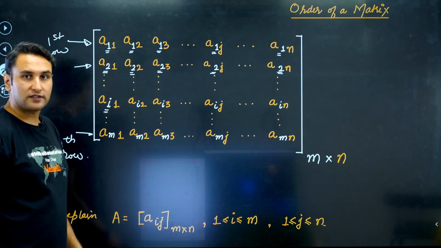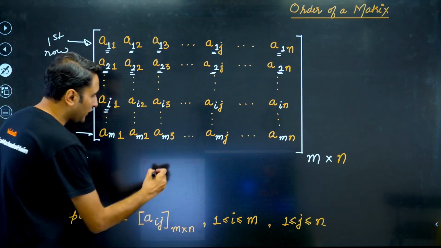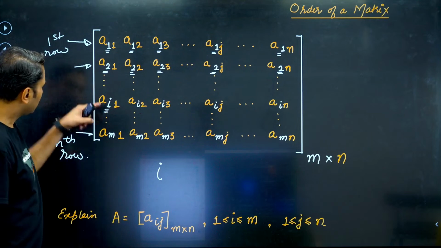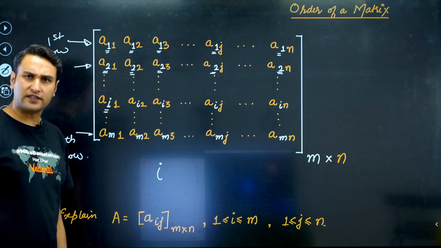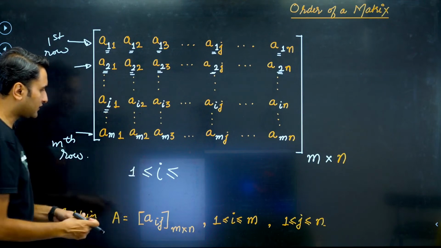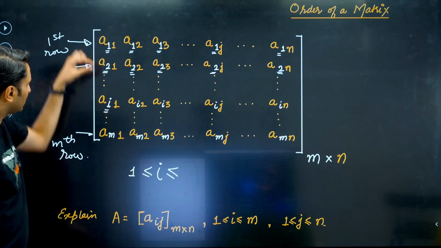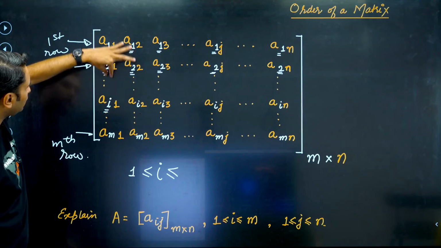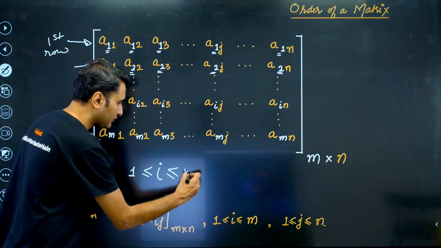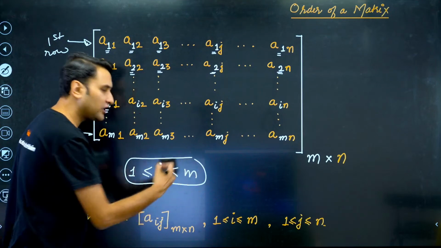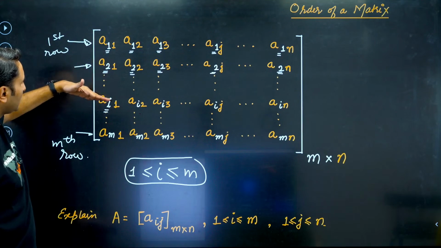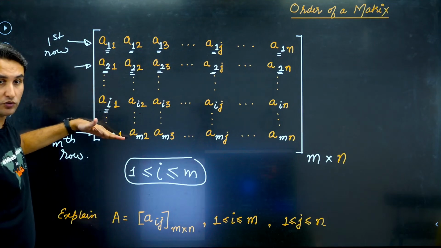So do you realize that if I represent the row number by a variable i, this i takes numbers from 1? It starts from row number 1, so I can take values from 1, and the highest value it takes is m. So how many rows are there? There are m rows. Row 1, row 2, row 3, ith row, mth row, right?